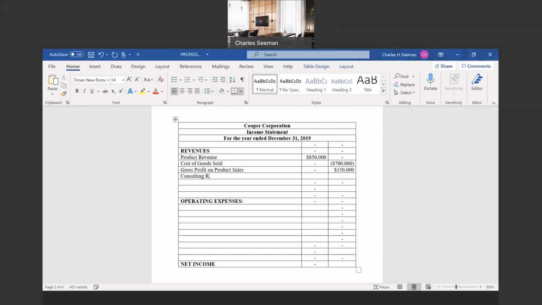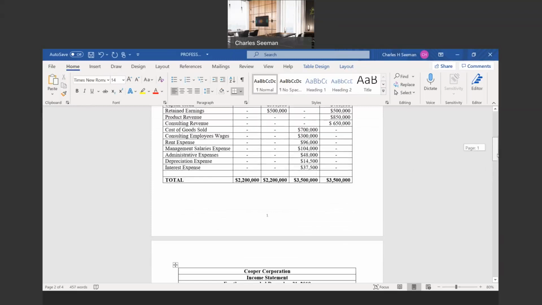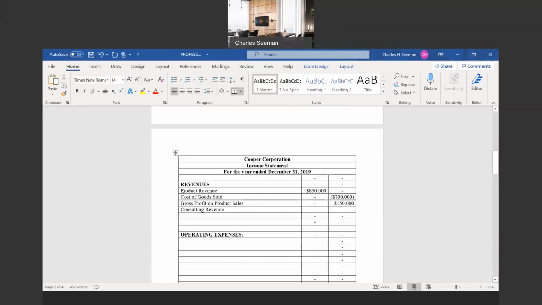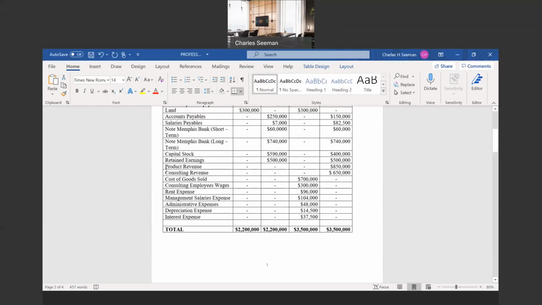Then I'm going to add the other types of revenue we have. So this company has two types of revenues, product revenues and consulting revenues. It doesn't need to be shown this way, but you do need to show, remember, whenever you sell product, you need to show the gross profit, and you also need to show the total revenues. So I'm accomplishing that in this little exercise. Consulting revenues were 650. Got that right off the trial balance.